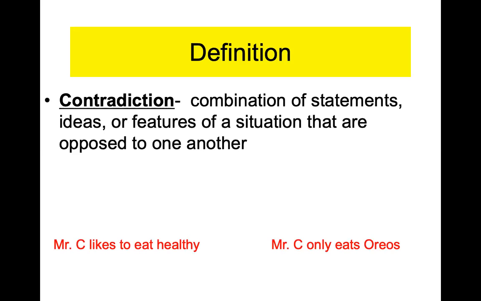Mr. C likes to eat healthy, and Mr. C only eats Oreos. So even though I like Oreos, if I were to only eat Oreos, I think we can all agree that that would not be a healthy diet. And these two statements, that Mr. C likes to eat healthy and Mr. C only eats Oreos, contradict each other. Okay, so that's an example of a contradiction, a combination of statements, ideas, or features of a situation that are opposed to one another. Everybody good? You got it copied down?